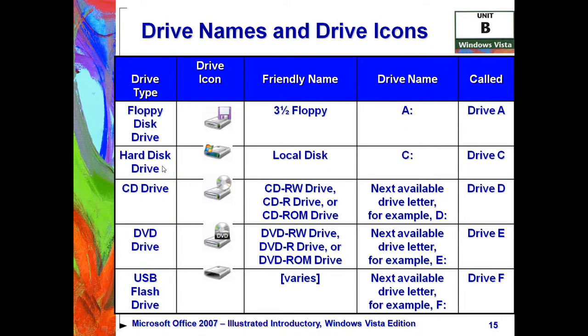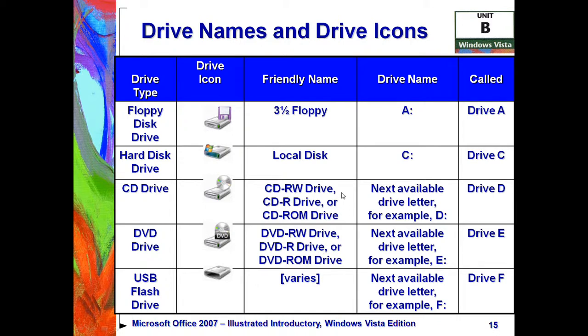You've seen the example before about the hard disk drive, and you'll notice that the hard disk drive, or typically your C drive, especially in Vista, will have this little Windows symbol on it showing that that's where the operating system is. The friendly name is local disk, and of course your drive is drive C, and that's what it's called. Now your CD drive or DVD drive look pretty similar. The main thing you'll notice is that the DVD drive has the little DVD label here.